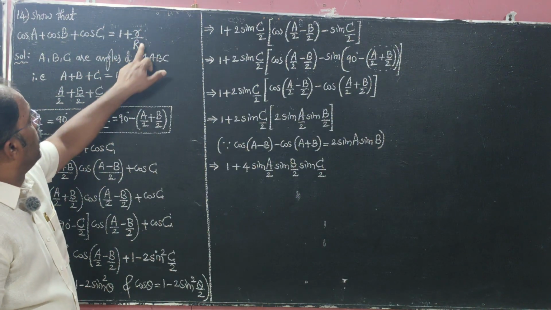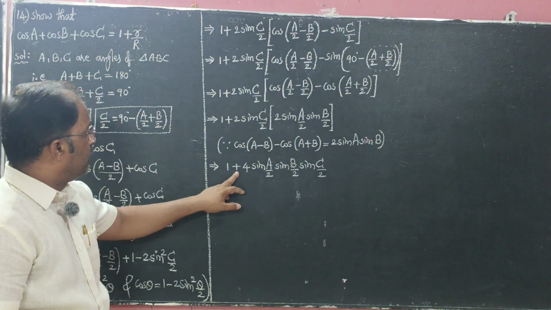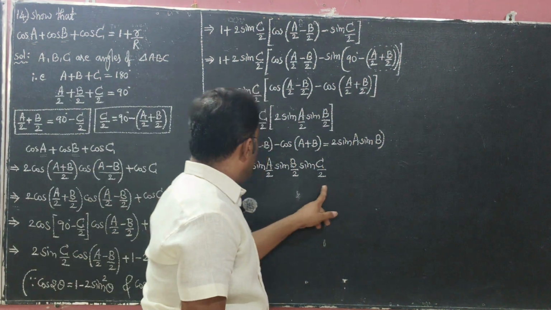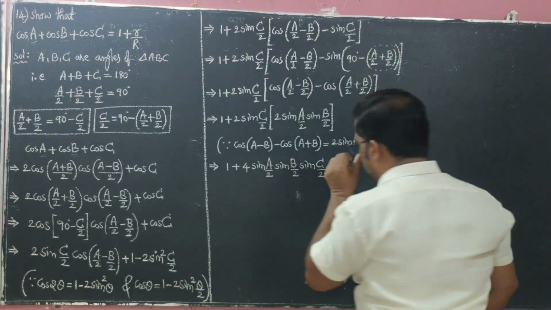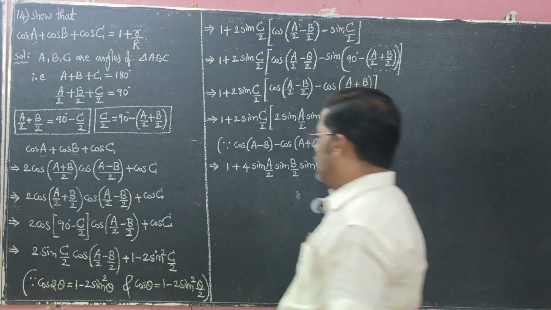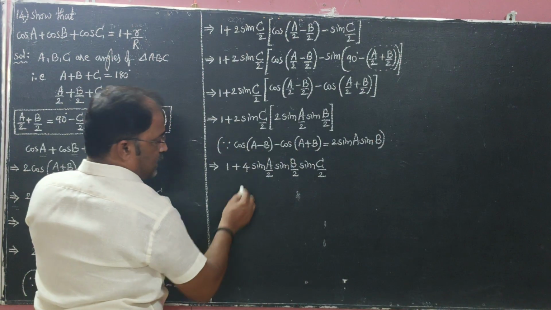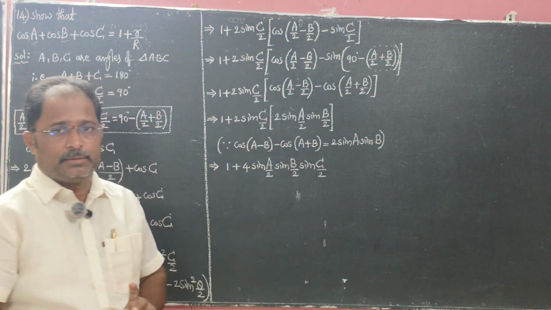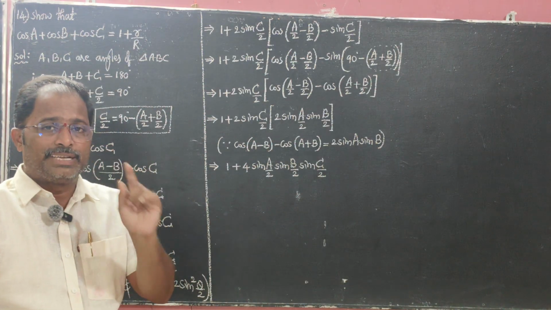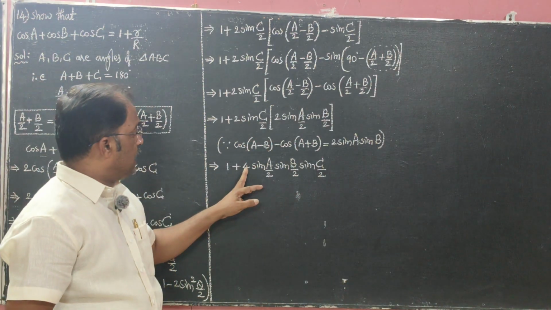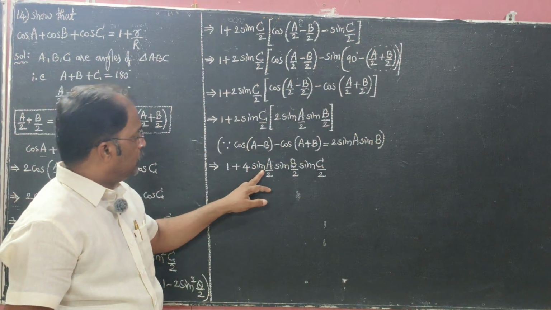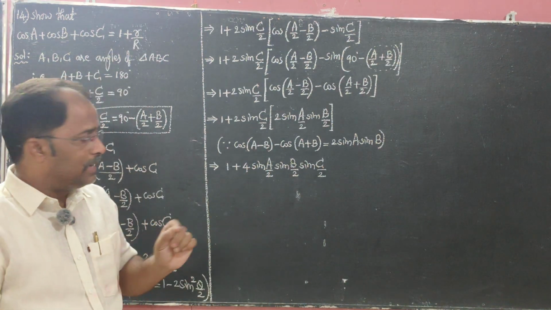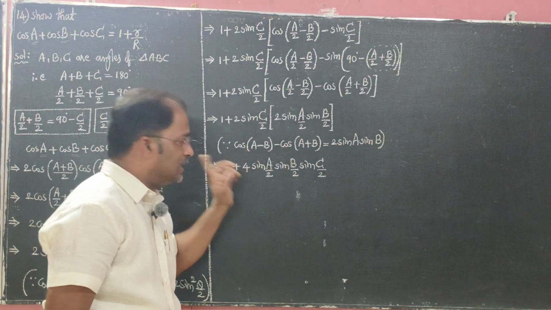1 plus small r by capital R. The 1 is completed, plus as it is, in the numerator r. So see, we have the r formula. We have the small r formula, 4R sin a by 2 sin b by 2 sin c by 2. What is the small r formula? 4 into capital R into sin a by 2 into sin b by 2 into sin c by 2. Here capital R is missing in this.